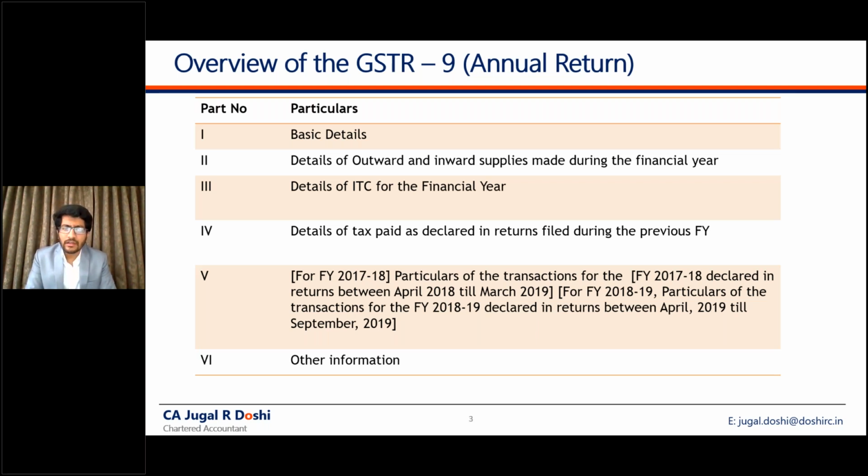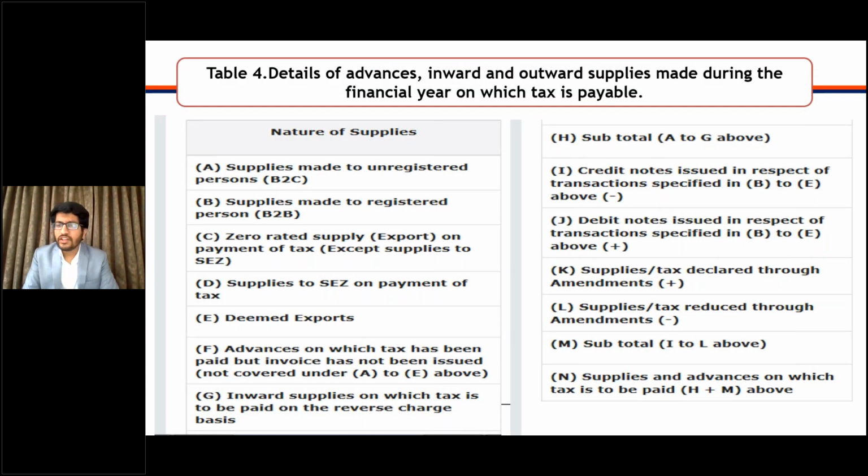Then fifth part is the much important part, I would say. It consists of transactions of current year reported in next year. And sixth part consists of other information such as HSN wise data, data of composition dealers, etc. So let's proceed table wise. First three tables, as I told, consist of GSTIN, legal name, trade name. So nothing to discuss in them.